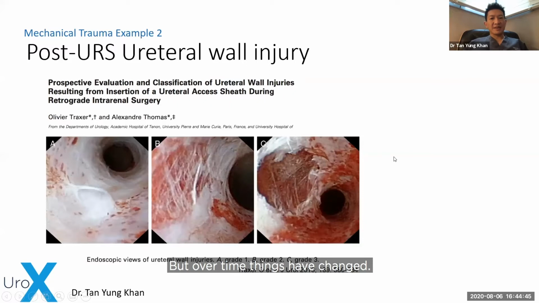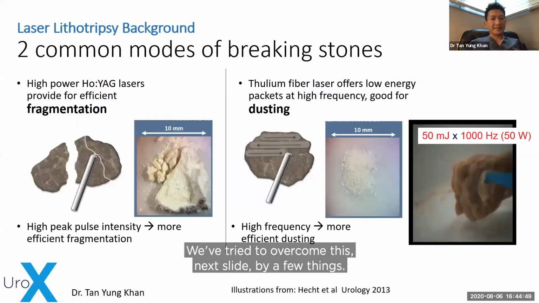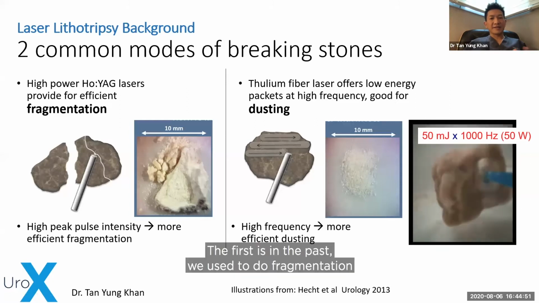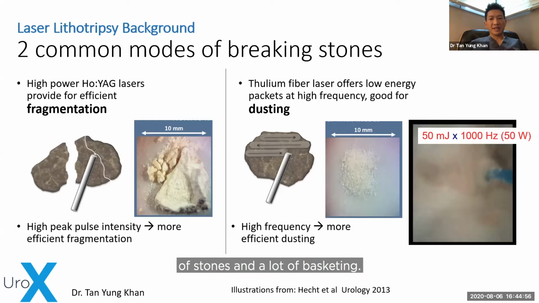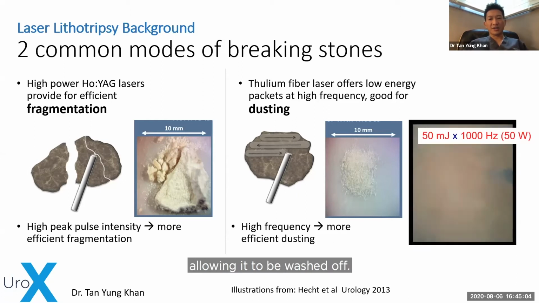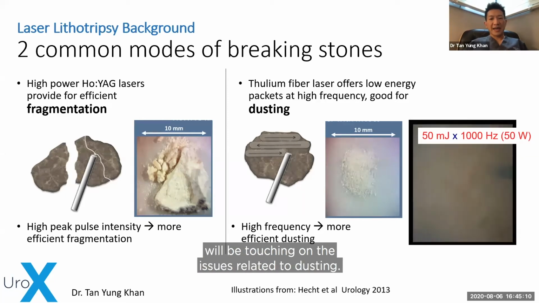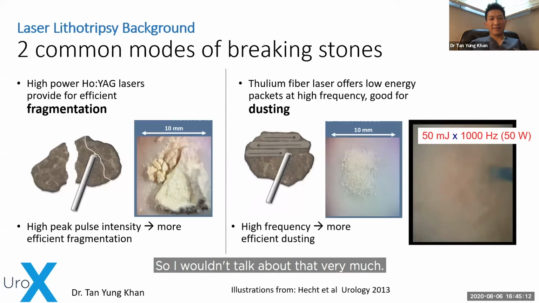But over time, things have changed. We've tried to overcome this. Next slide. By a few things. The first is, in the past, we used to do fragmentation of stones and a lot of basketing, but I think there's a push towards doing dusting, basically converting a stone into dust fragments, allowing it to be washed out. And I think this is something that Dr. Heng later on will be touching on, the issues related to dusting, so I won't talk about that very much.